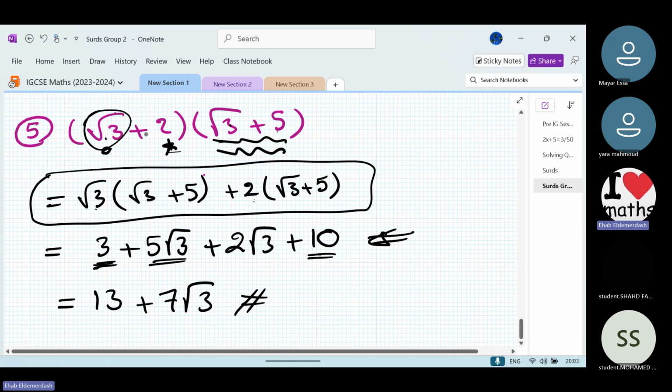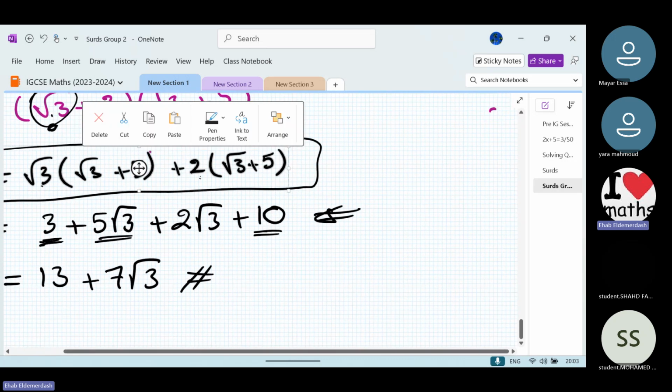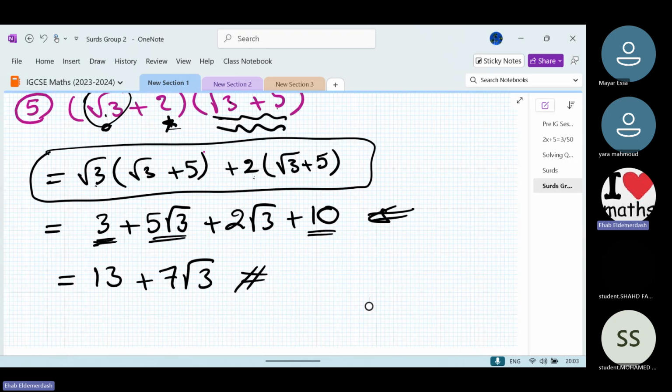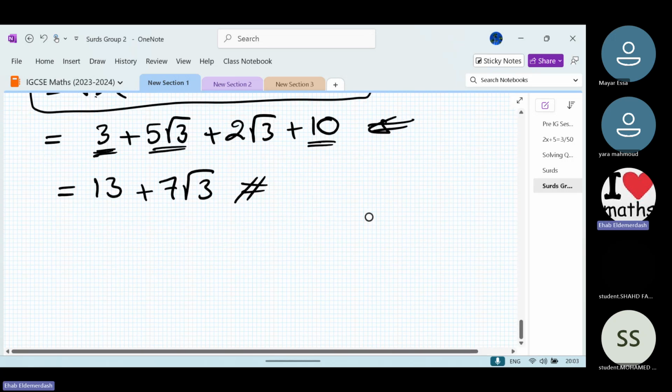After that I finish the root 3 with the bracket. I take the 2 with the bracket: 2 with root 3 gives me 2 root 3, and 2 with the 5 gives me 10. What's my next step? I have to collect the like terms. 3 with 10, they don't have brackets, they don't have surds, so we have to collect them together. 3 with 10 equals 13. 5 root 3 with 2 root 3 gives me 7 root 3. Am I clear? Difficult? Yalla, let's go for the next one.